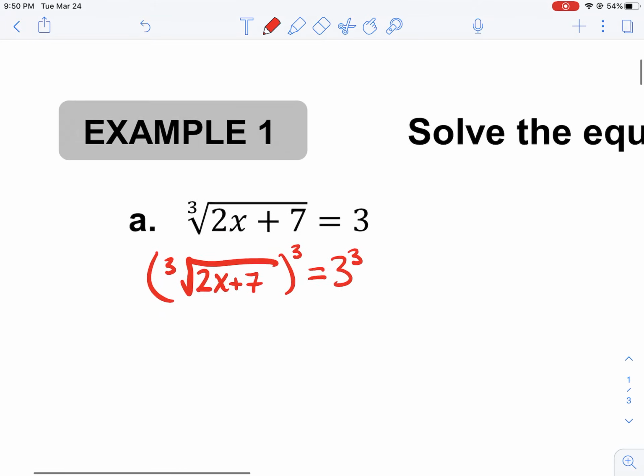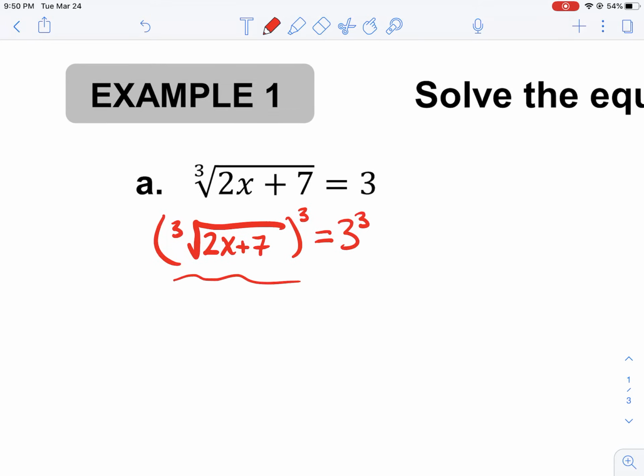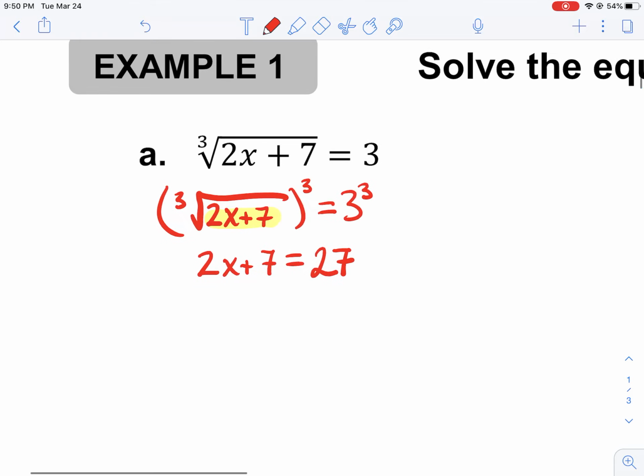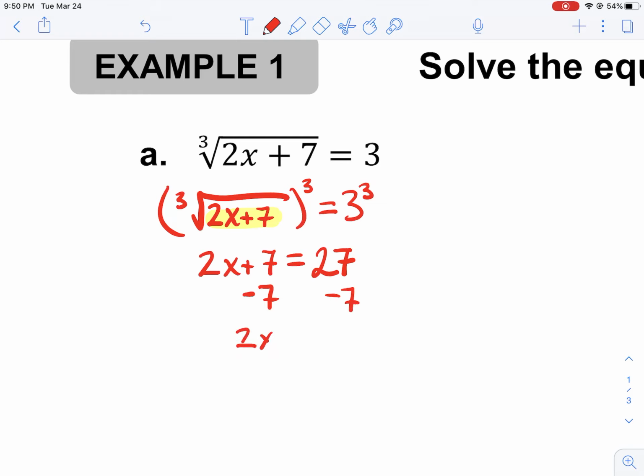When you do that, the left side, everything's going to go away except whatever's under the root. So we're going to totally drop that root. We just have 2x plus 7. And then we have 3 to the third, which is 27. From here, it's just a basic two-step solving for x kind of problem. Subtract 7 from both sides first. So you have 2x equals 20. Divide both sides by 2, and you get x equals 10.